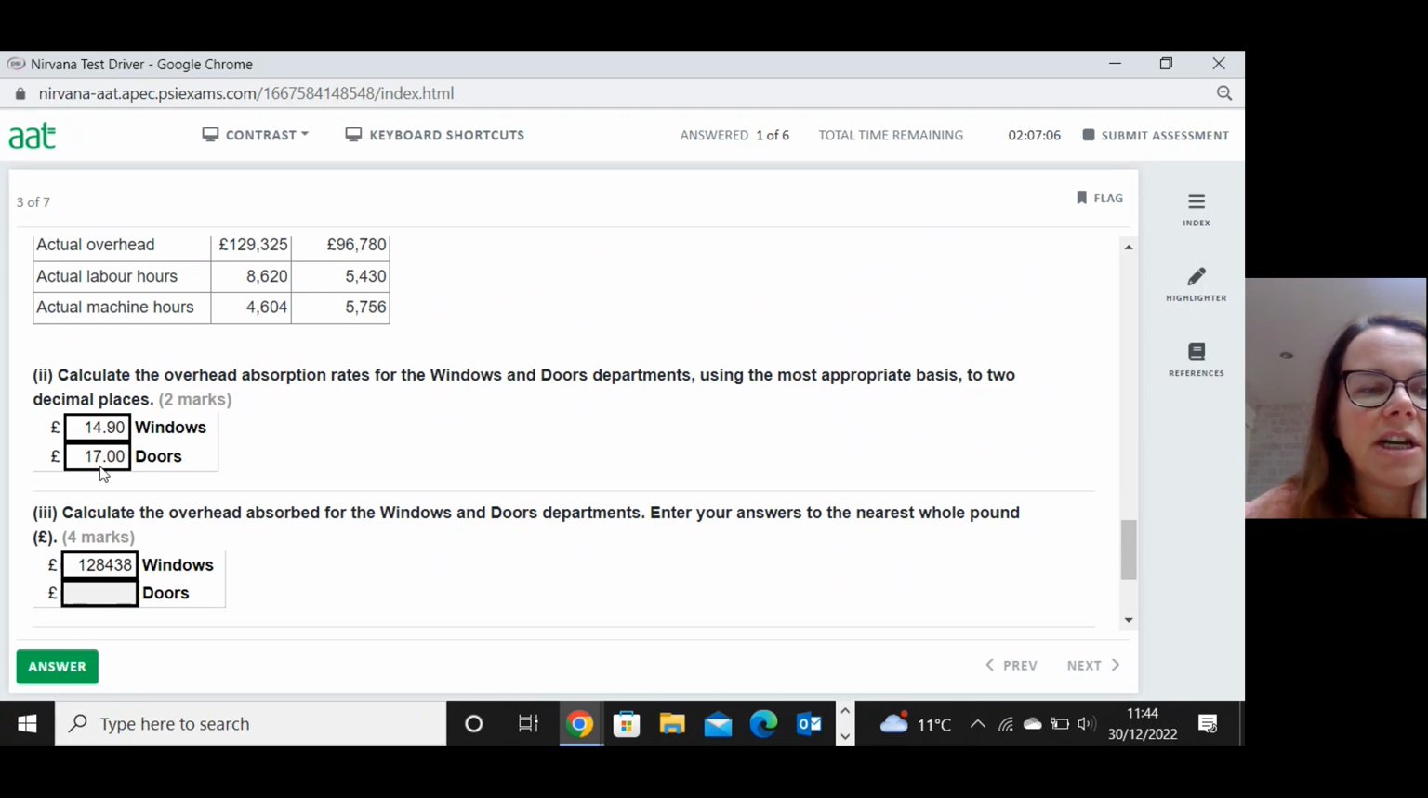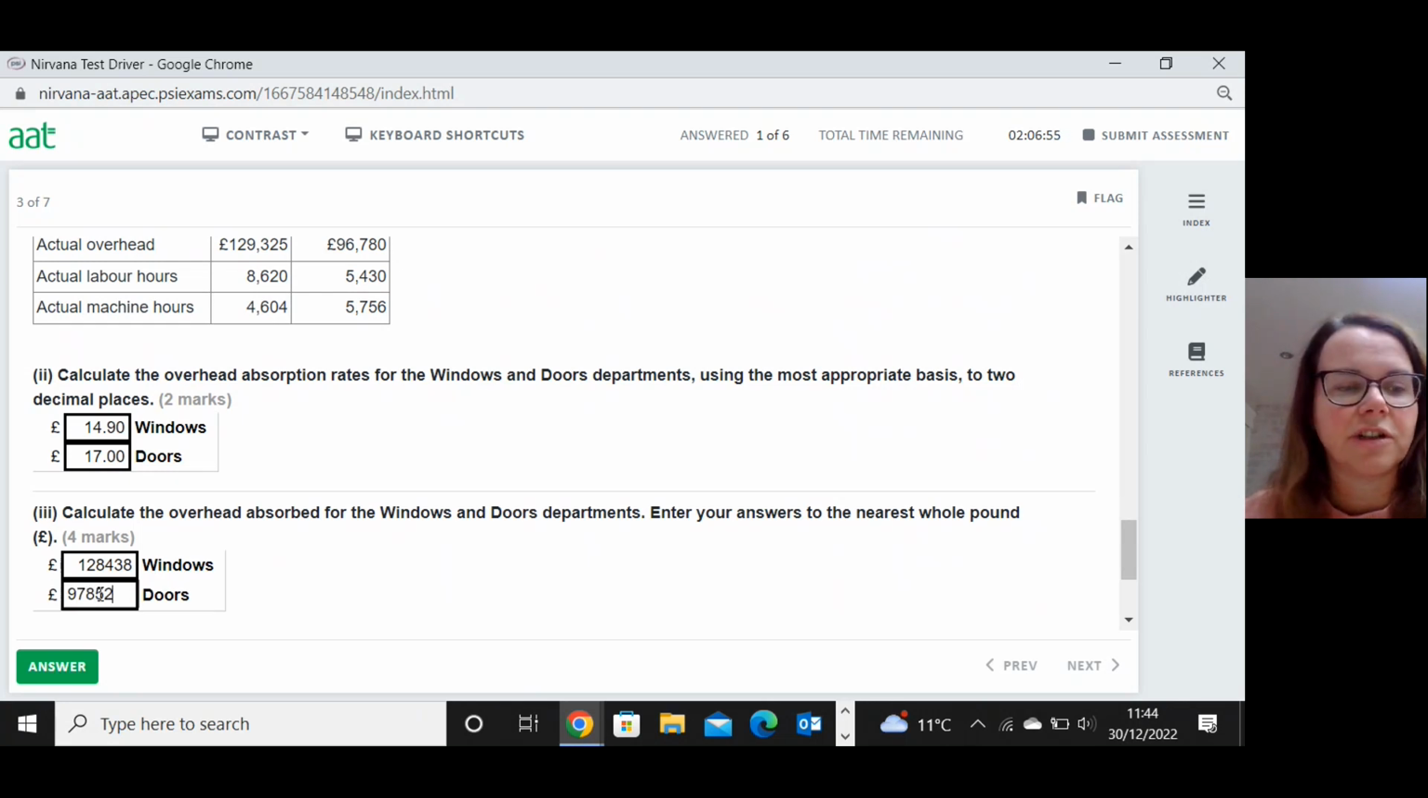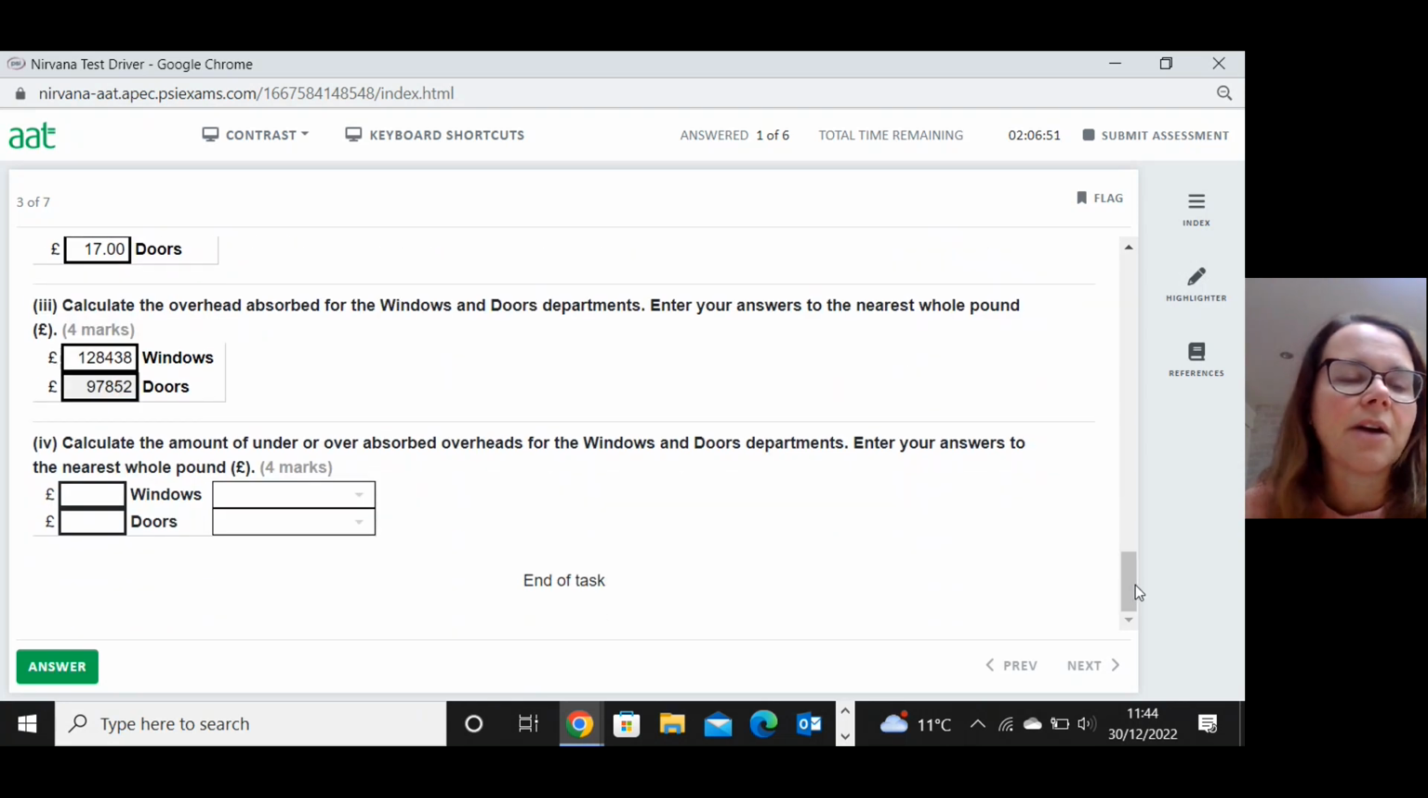Doors, same procedure, £17. This time times it by the actual machine hours. So that gives us a figure of 97,852. Calculate the amount of under or over absorbed overheads for Windows and Doors department. Enter your answers to the nearest whole pound.